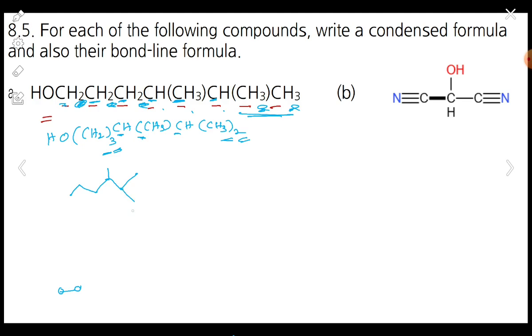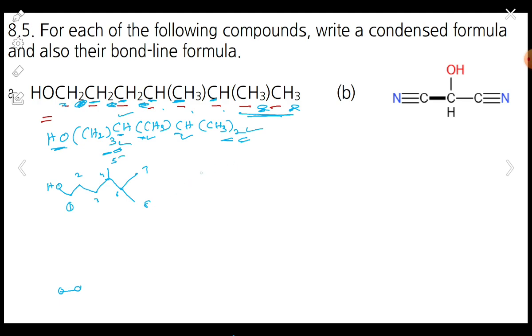Now what is left? OH is left. How will you write the OH? Draw a bond like this one, and you can calculate. So count the carbons again. Before you finish the writing, count the carbons. 1, 2, 3, 4, 5, 6, 7, 8, right? So 3, 4, 5, 6, 7 and 8.